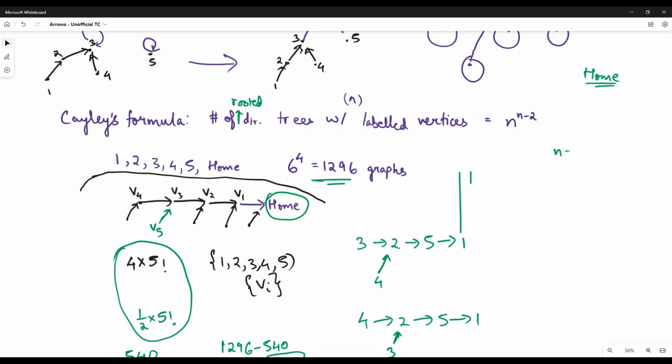Like for n equals 2, suppose this is the root, the other vertex can only go to the root. For n equals 3, suppose this is the root, and we have two other vertices, 1 and 2. Suppose either both of them go to the root or they have a chain in which either 1 can appear first or 2 can appear first. So we have three cases, which is 3 to the 1. Here we have one case, which is 2 to the 0, and so on.